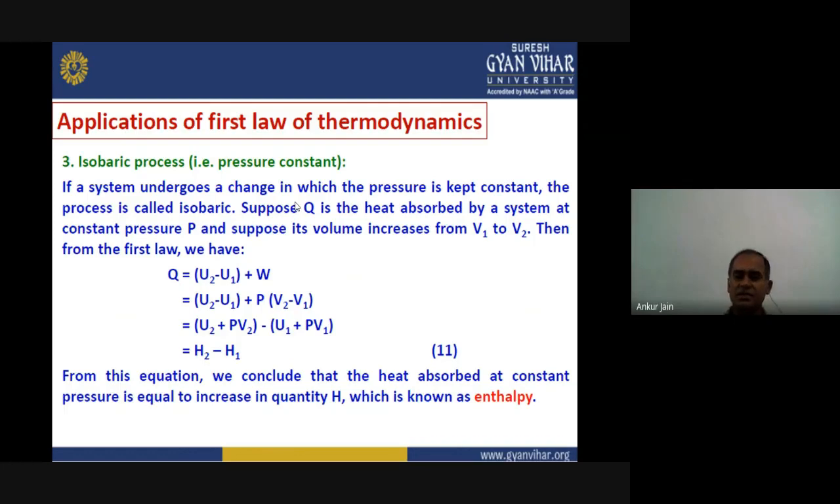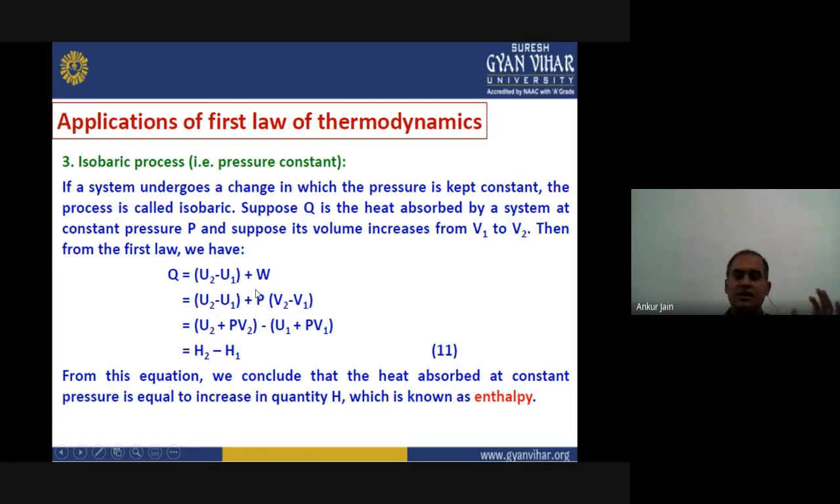Then from the first law of thermodynamics, we can write Q equals, since there is a change of state, which means the internal energy will change, U2 minus U1 plus W. And what is W? W is given by P dV, and dV is the volume difference from the first state to the second state. We can write it as V2 minus V1, right?